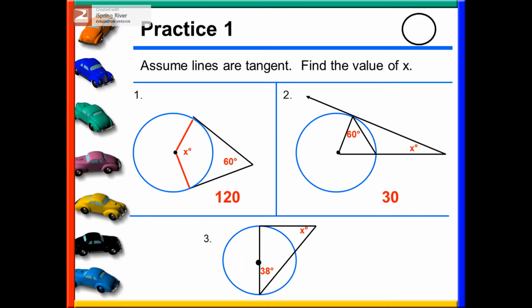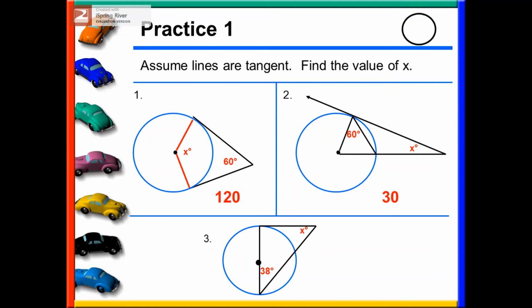We have 30 degrees. Why? Because we have 60 plus x is equal to 180. Since this is a triangle and the sum of all angles in a triangle is 180, we will use the sum of all the measures of these angles. So 60 plus x is equal to 180. So x is equal to 180 minus 60, which is 30 degrees.